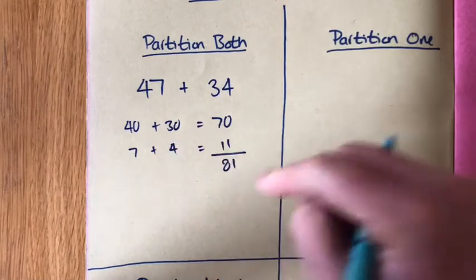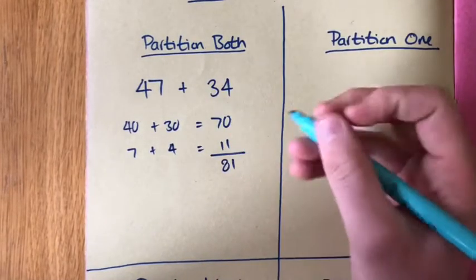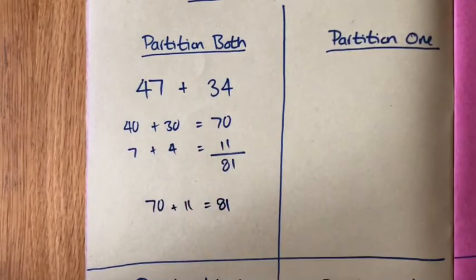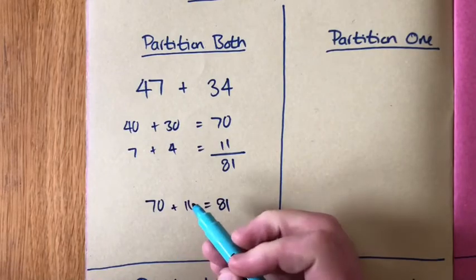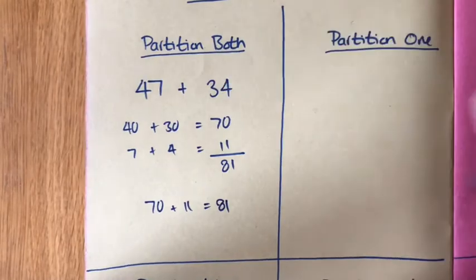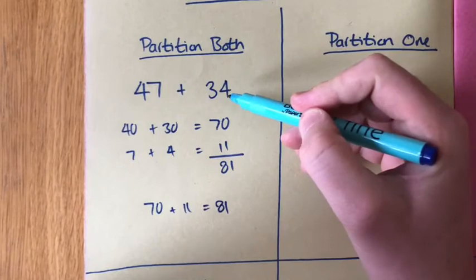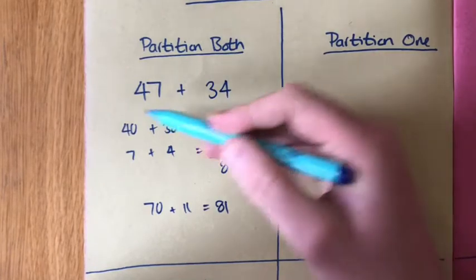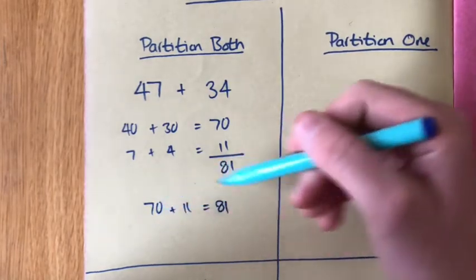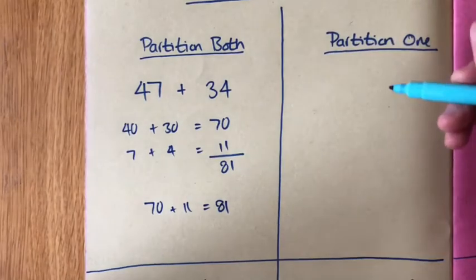Now that's quite a lot of jottings. We might not use that for everything. Actually, if I'm doing 47 add 34, my jottings might just be 70 add 11 is 81. Okay? Using a bit of jottings helps me. The reason I would always use jottings is because if I'm doing 40 and 30, I know, well that's 70, and then I do 7 add 4, which is 11. But by the time I've got 11, I might have forgotten that that was 70. So you can save yourself a lot of time by just writing out that bit, and you get to the answer. That is partition both.